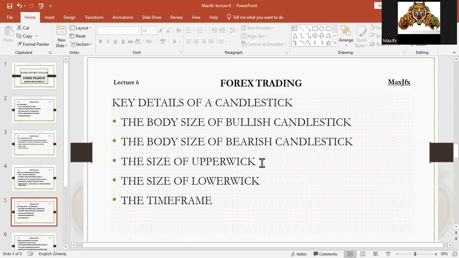So the time frame. The candlestick also tells us the time frame, which means that each candlestick represents the period in which you are in.